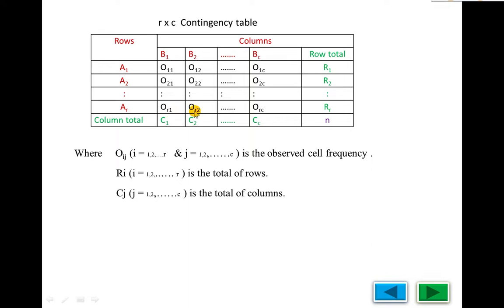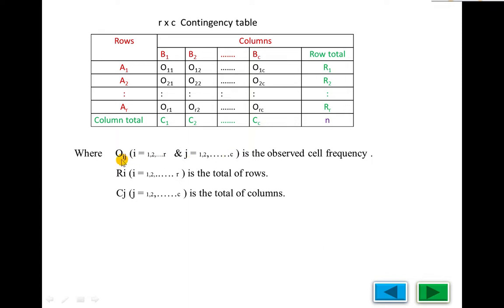For the R-th row: first column, second column, and so on up to C columns. The total number of rows and columns is represented by R into C, and this is the total of R rows, and the totals of the columns C1, C2, and so on up to CC. This is the grand total of only rows, or only columns, or all the observed frequencies, any one. So Oij, I will vary from 1 to R rows, J from 1 to C columns.